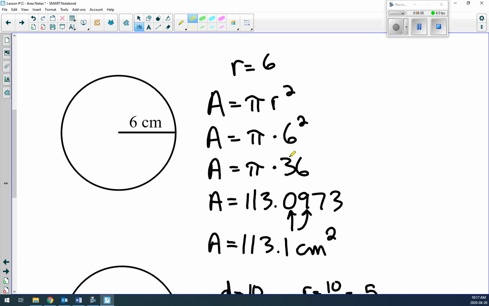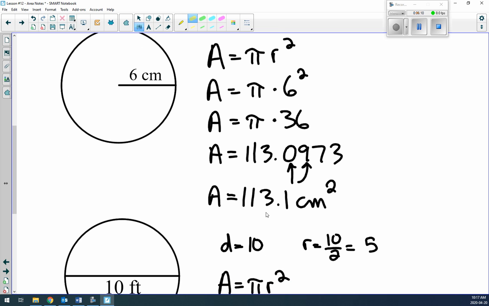Now, you got to remember, order of operations is always in play. What do you do first? Do you multiply or do you do the exponent? Well, of course, you square it. So 6 squared is 36, and we go pi times 36. We end up with 113.0973. Now, we want to round to 1 decimal place. So we round to the 0. So we look at the 9. That 9 is going to take that 0 and round it up to a 1. So we end up with 113.1 centimeters squared or square centimeters.